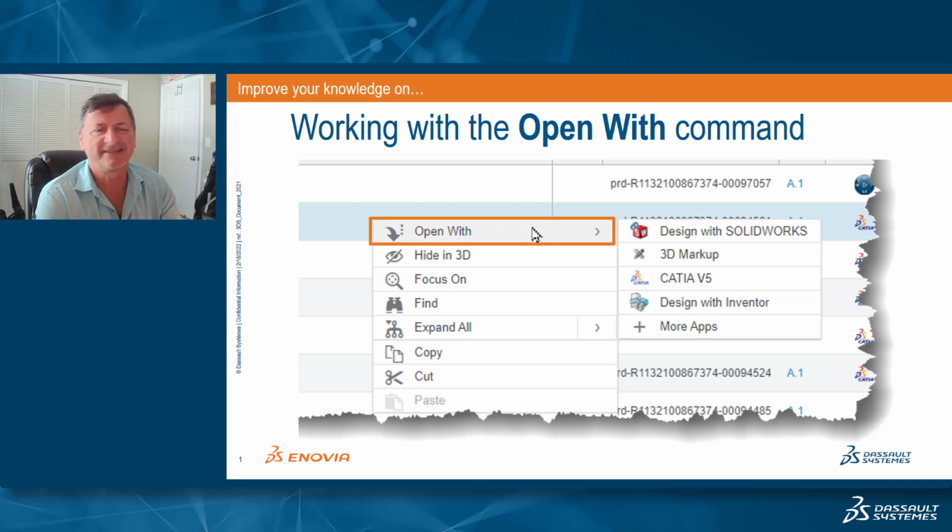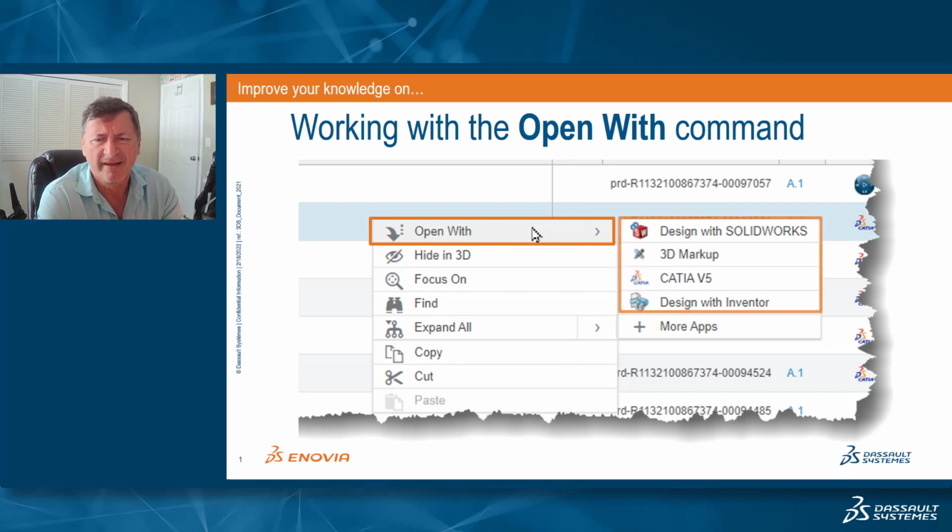Hey everybody, I'd like to take a few minutes today and talk about the open with command. A lot of you I'm sure have seen this. It's a right click command, appears in numerous widgets in the interface, and it gives you different choices depending on where you are. So I want to talk a little bit about how it thinks and subsequently how you can control it.